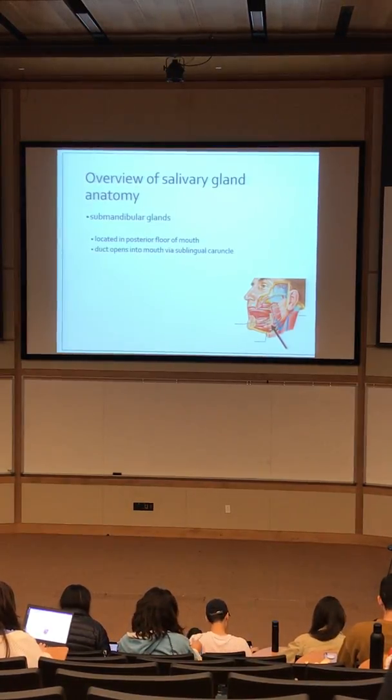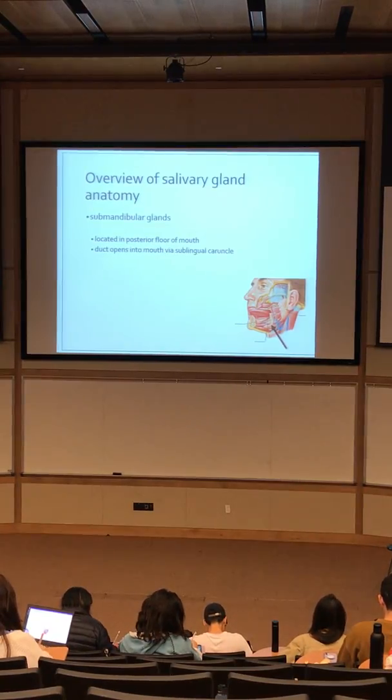You know these 2 little bumps where you can bleep? Those are the openings of the submandibular duct. We call those sublingual caruncles. So the caruncle is that little bump with a hole in the middle where saliva squirts out.